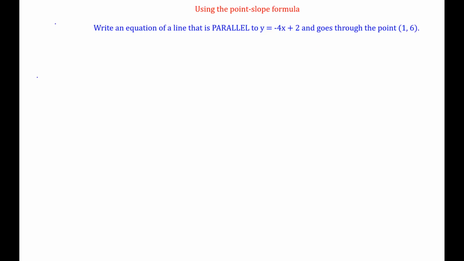Once again, here's the same problem, but I'm going to solve it using the point-slope formula. So I will do y minus my y coordinate, which is 6. My parallel slope is -4, and then my x coordinate was 1, so it'd be x minus 1.